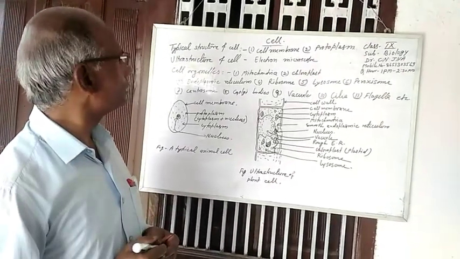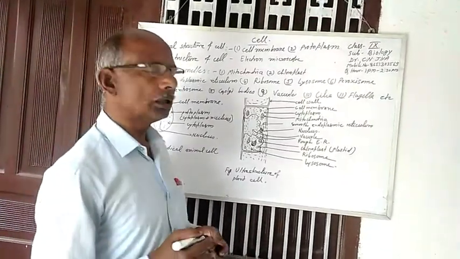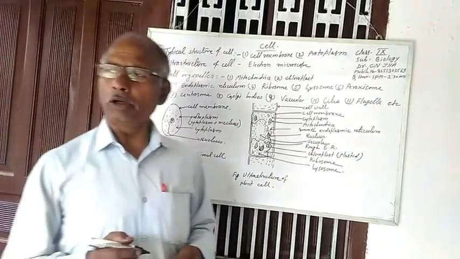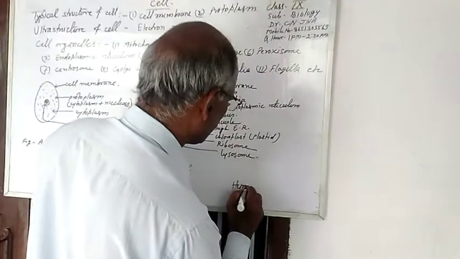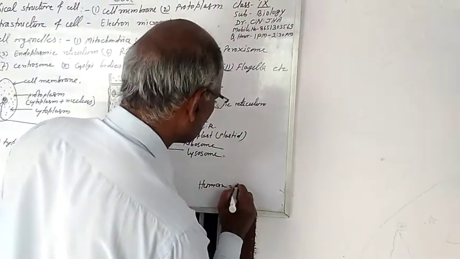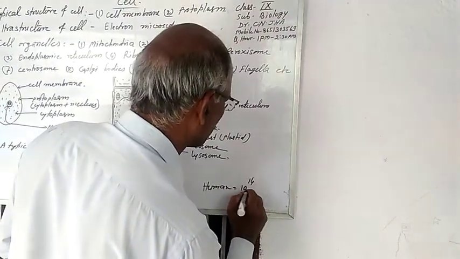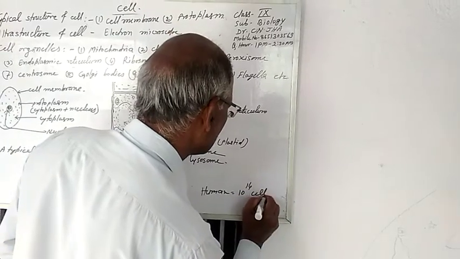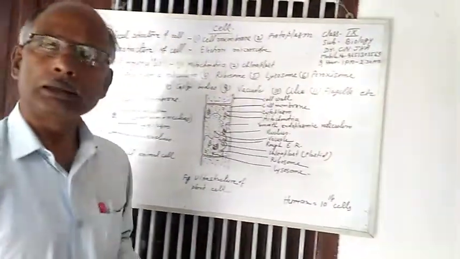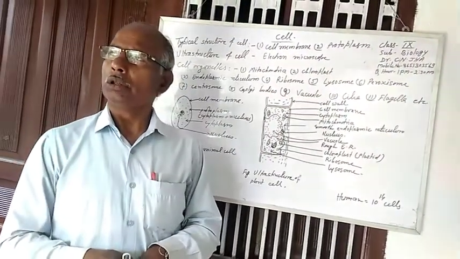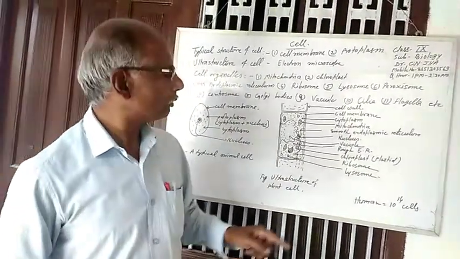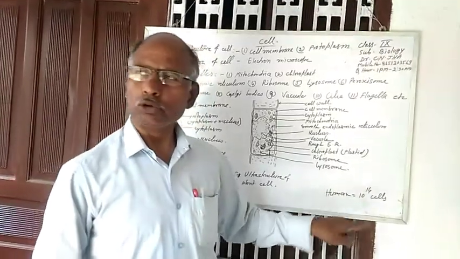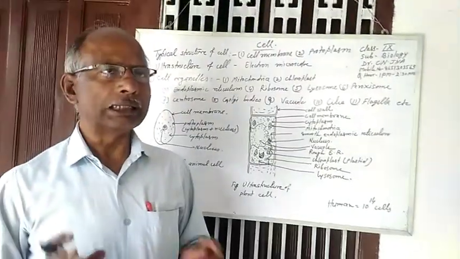For example, human beings have about 10 to the 14 cells. So the size of the organism depends on the number of cells, not on the size of the cell.